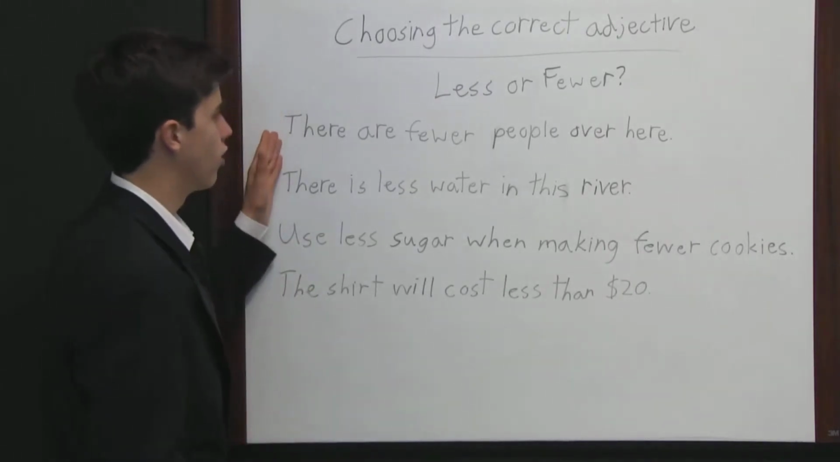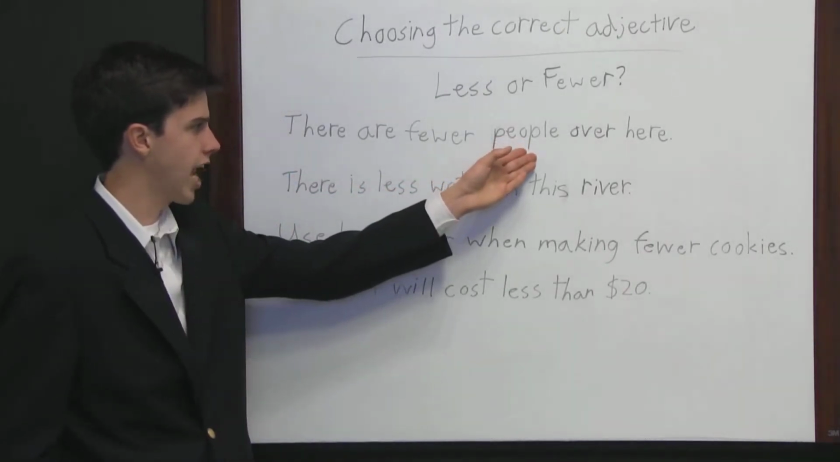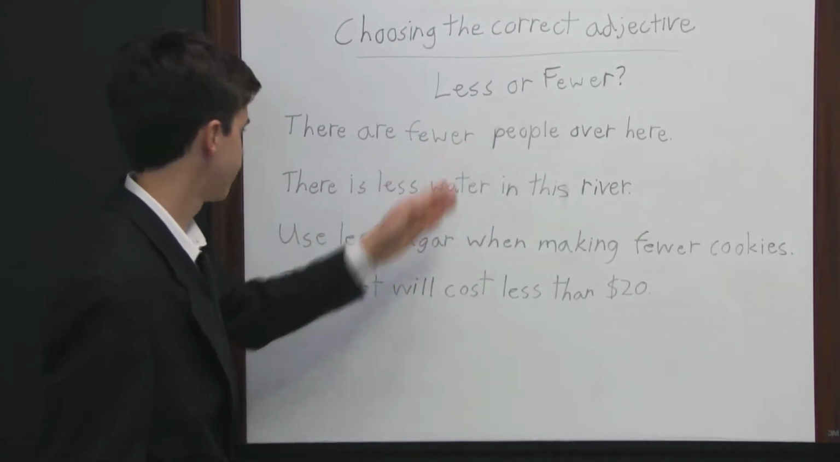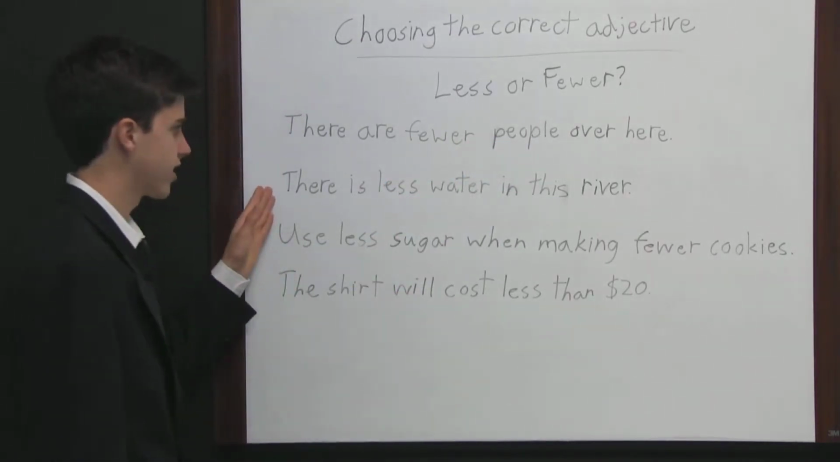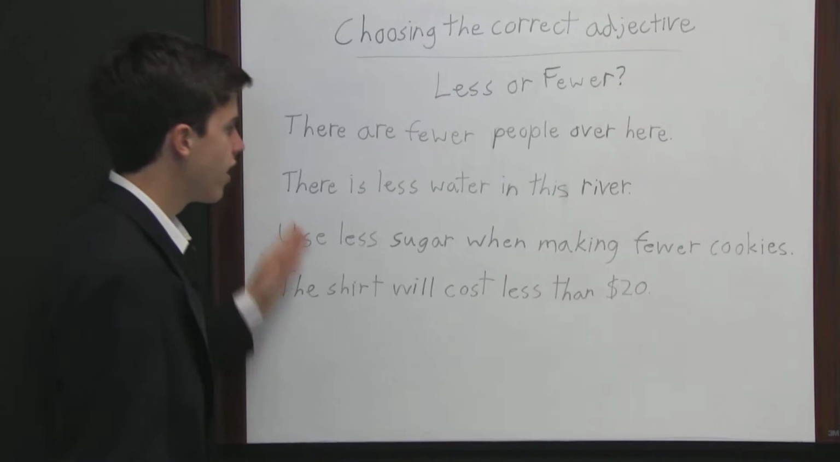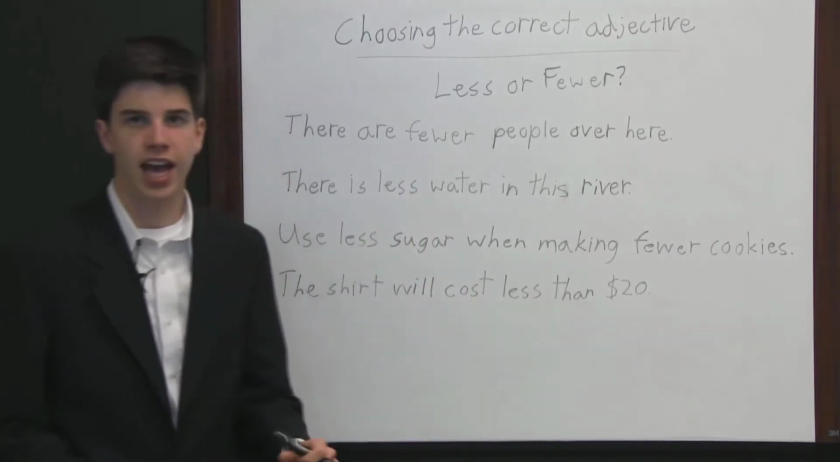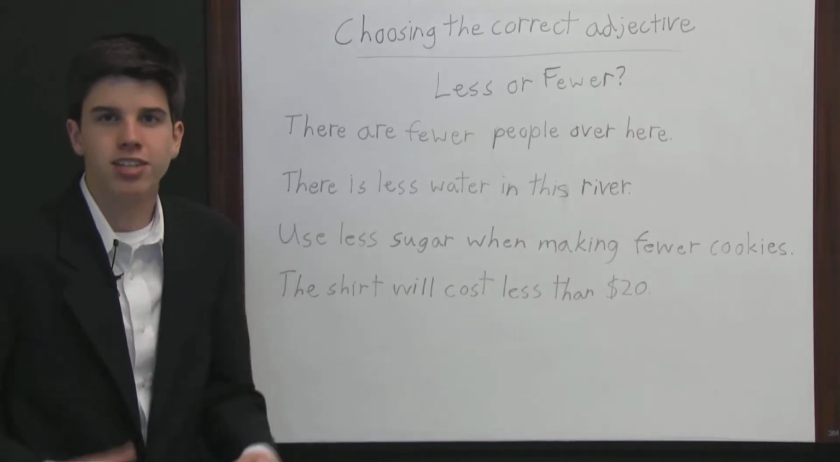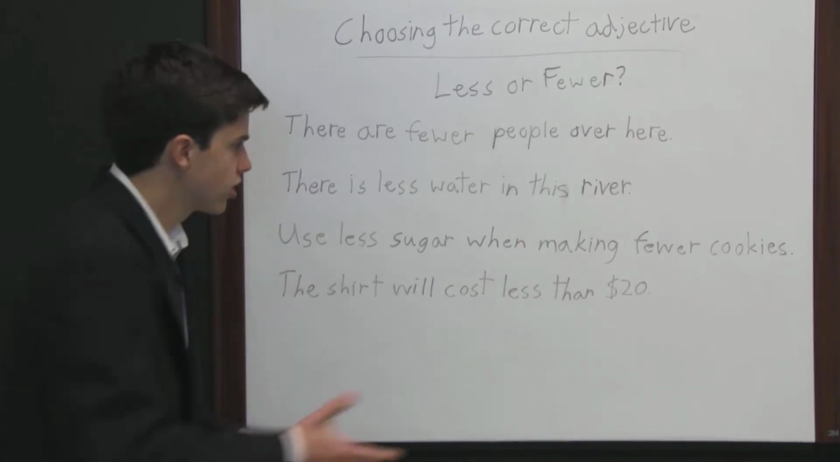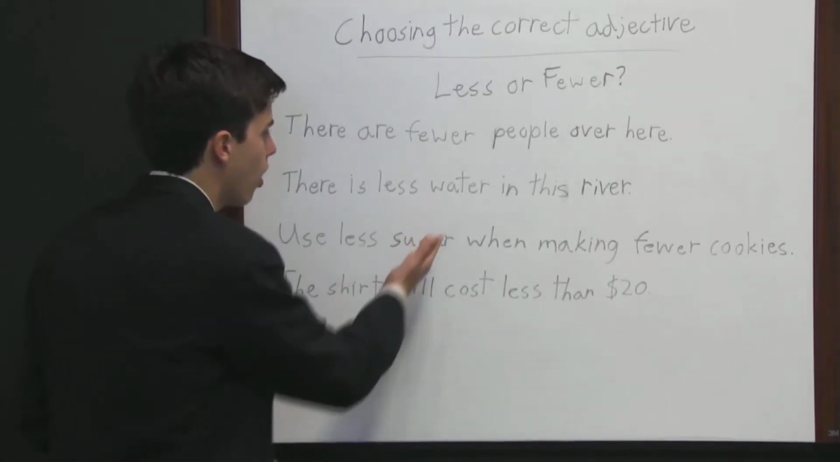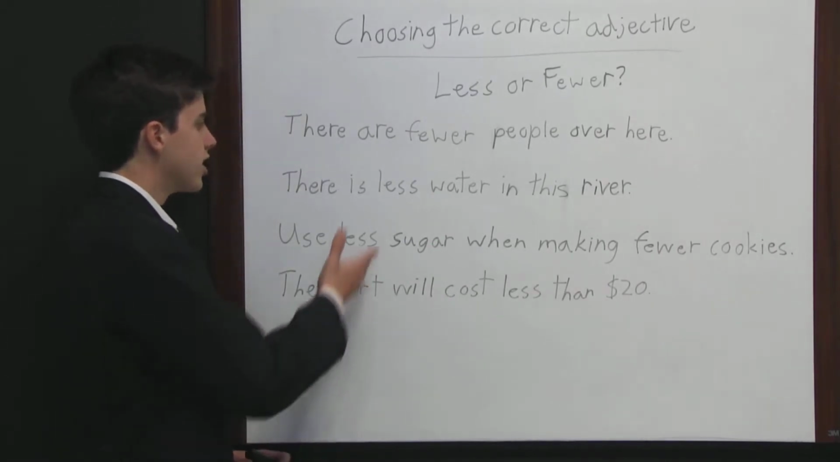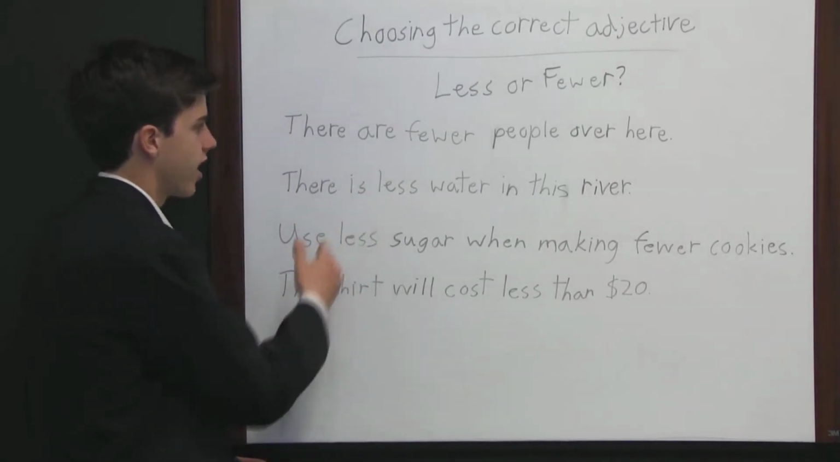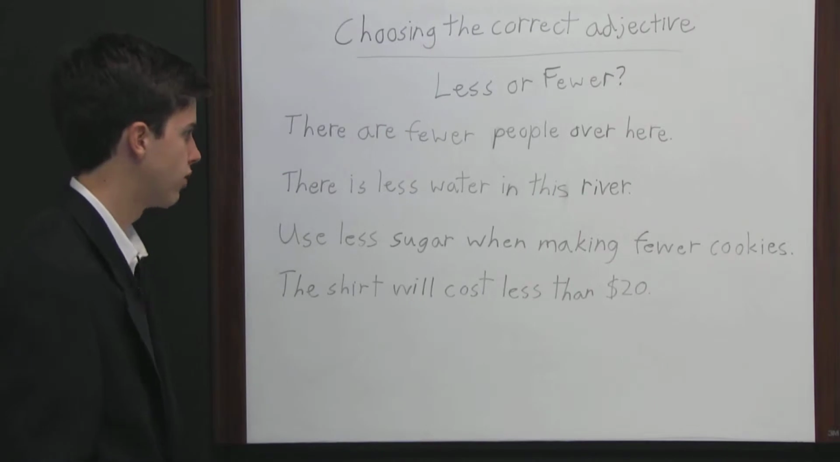There are fewer people over here. People is something that's countable, so we use fewer. This sentence says there is less water in this river. Now, you could argue that water is something countable, because you could count water in gallons of water. But we're not talking about gallons of water. We're just talking about water in general, and water is not something that's countable. So we use the adjective less. There is less water in this river.